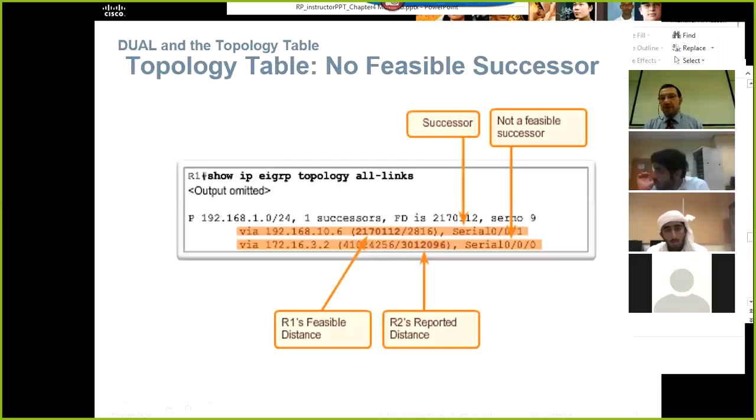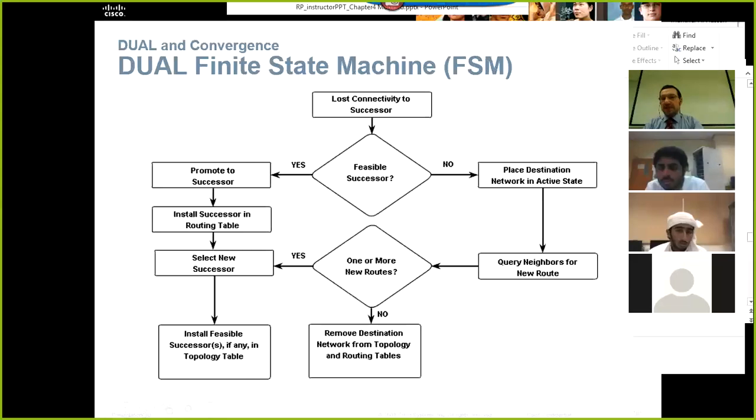What did we say? For Rashid to become a feasible successor, a backup route, it should be less. It cannot even be equal, but it's more. Therefore, what does the title say? No feasible successor. That's why I said, in this particular example, I don't have a backup route. Now, DUAL works as a finite state machine. What does it mean, finite state machine? It's a set of logic which reads inputs, and based on the value of the input, it can only have a predefined set of outputs. I'm not going to go through all of it very quickly.